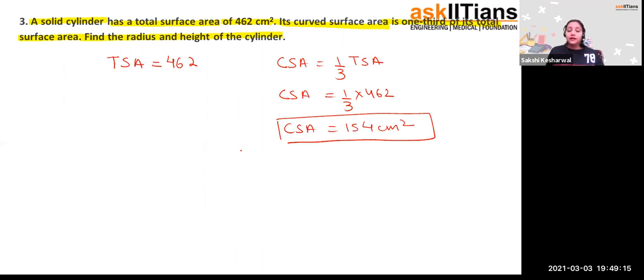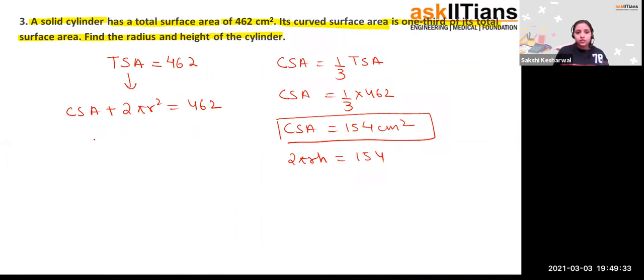Now, we have to find the radius and the height. Now, you have to think a little bit like this. So, CSA is how much? 2 pi RH, which is equal to what? 154. Now, can I write this TSA is equal to what? CSA plus the top and the bottom, that is 2 times pi r square, is equal to what? 462. Now, just substitute this. This is what? CSA value, which is like 154 plus 2 pi r square is equal to what? 462, right or not? Yes.